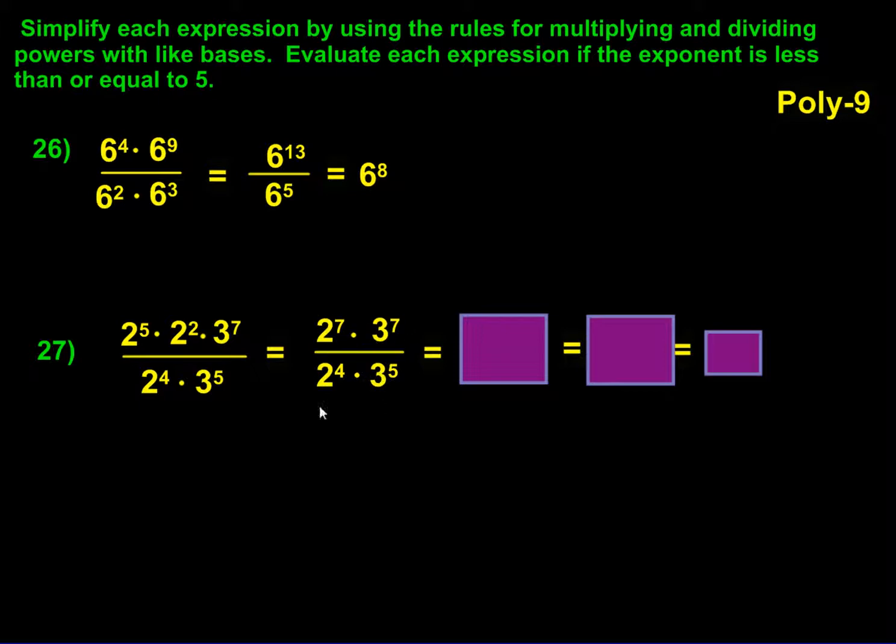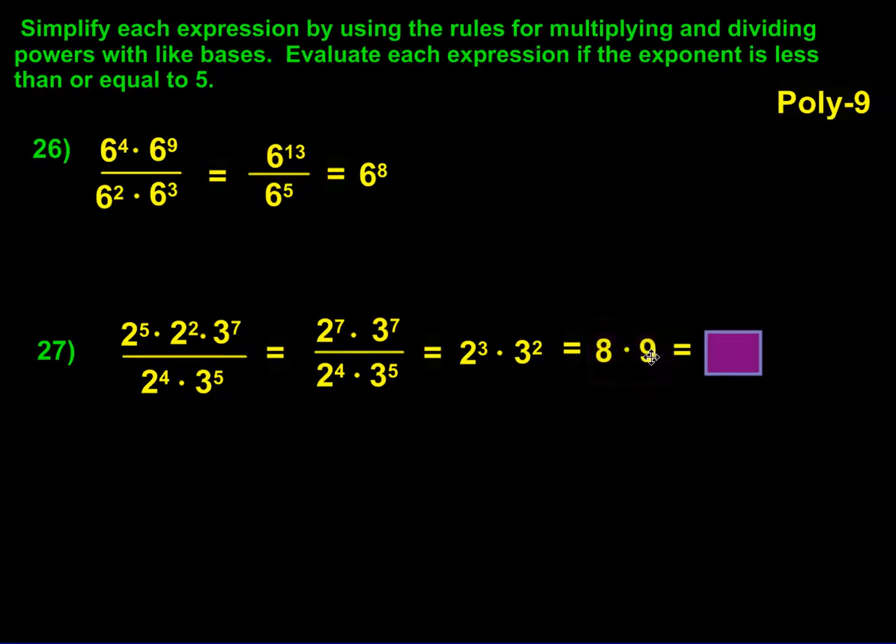So since the bases are different, now we're going to subtract like bases. So if we take 4 from 8, we're going to get 2 to the 4th. And if we subtract 5 from 7, we're going to get 3 to the 2nd. If we break each one of these down, we get 2 to the 4th power is 16, 3 to the 2nd power is 9, and 16 times 9 is 144.